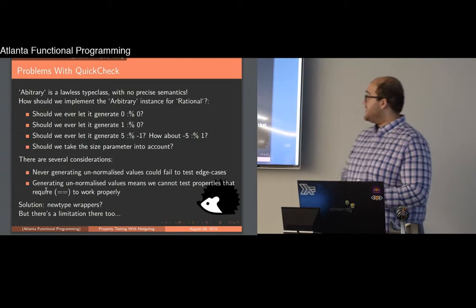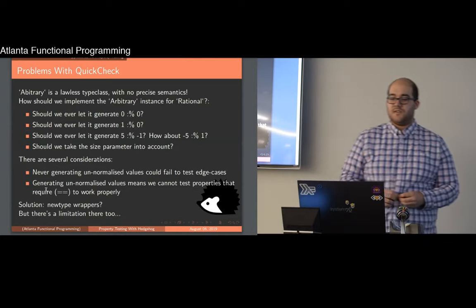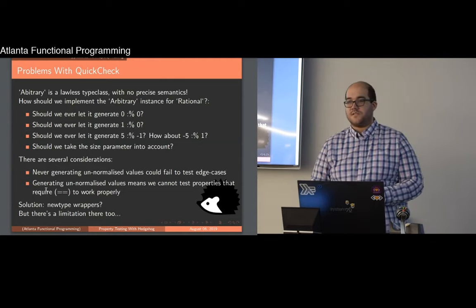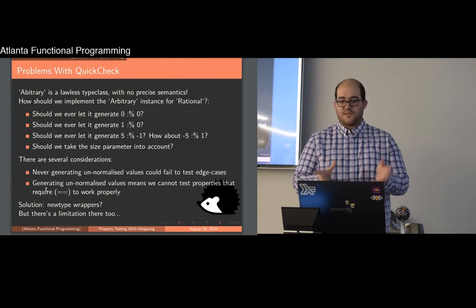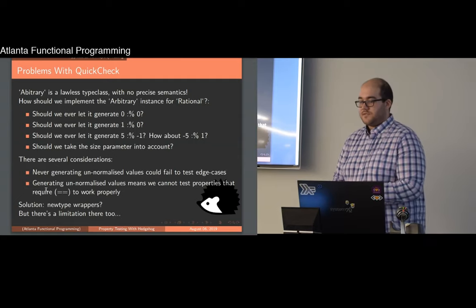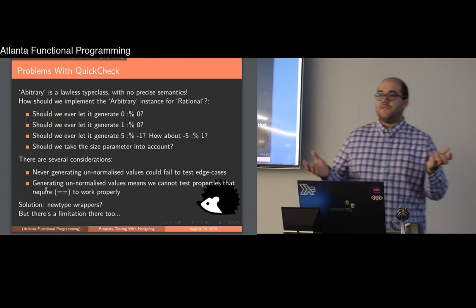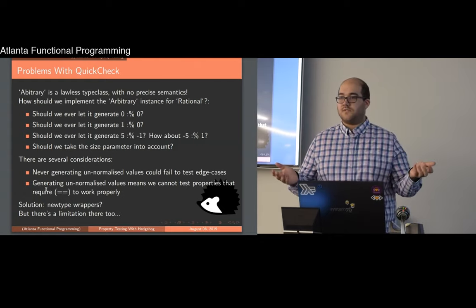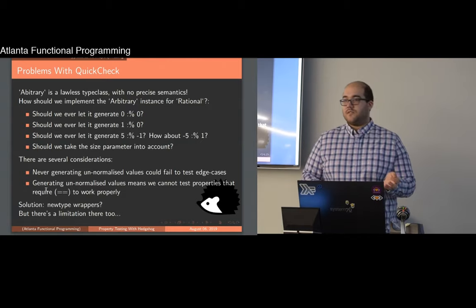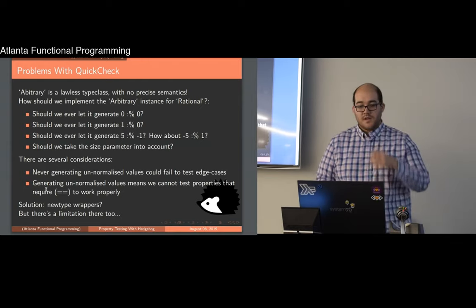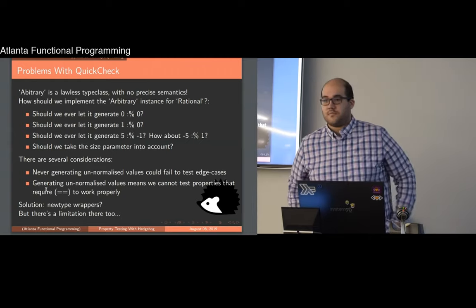The other thing is lawless type classes don't have any clear semantics. So it's not really clear how you should implement an arbitrary instance for a certain value. So how should we implement the arbitrary instance for rational? Well, there's a lot of considerations. Should we ever let it generate 0 over 0? How about 1 over 0 or n over 0, whatever n is? How about 5 over negative 1? How about negative 5 over 1? Should we take some sized parameter into account?